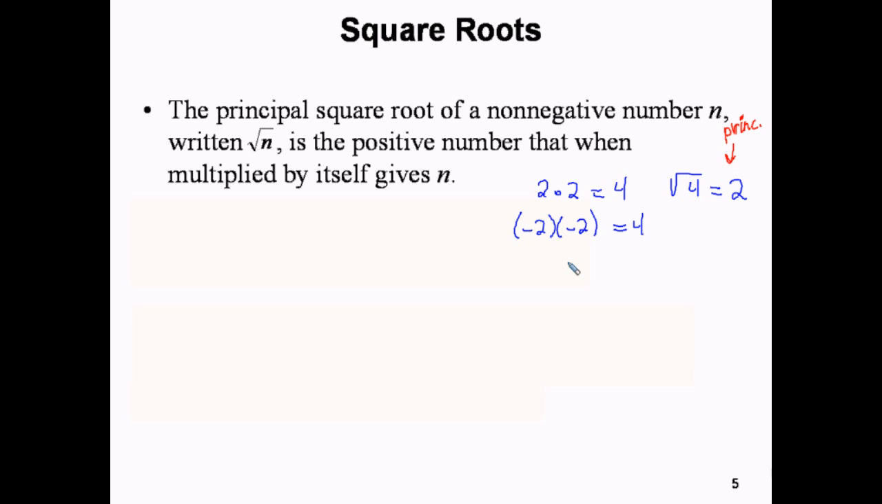That's the accepted use for square roots, unless you're solving algebraic equations, is you just take into account the positive. Okay.